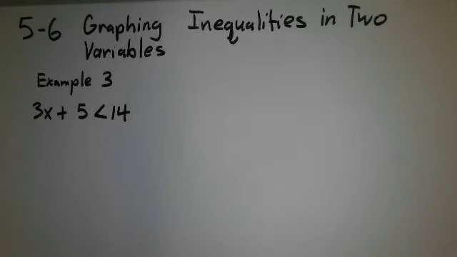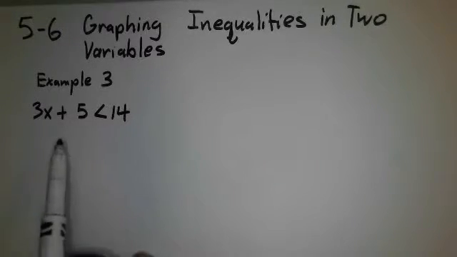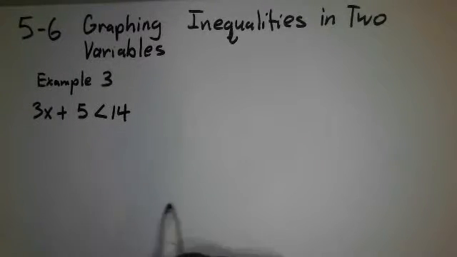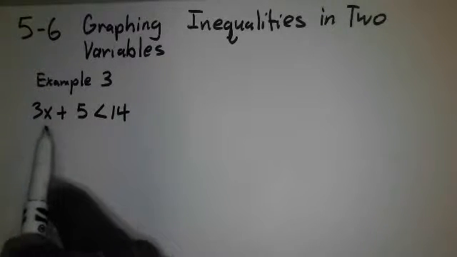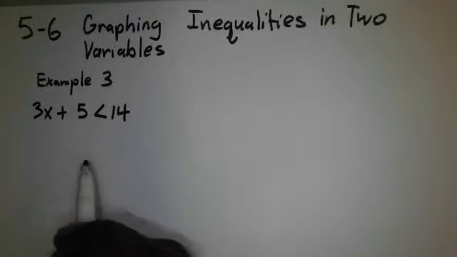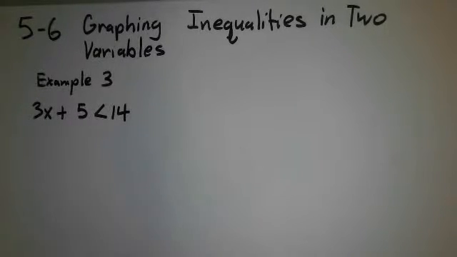Hey, we are going to now work on 5-6, graphing inequalities in two variables. This is example 3 in your book on page 318. Now, if you notice, this is 3x plus 5 less than 14. The very first thing we're going to do is solve for x. That means we're going to get x by itself. And the way we get x by itself, remember, we're going to draw the boundary line.